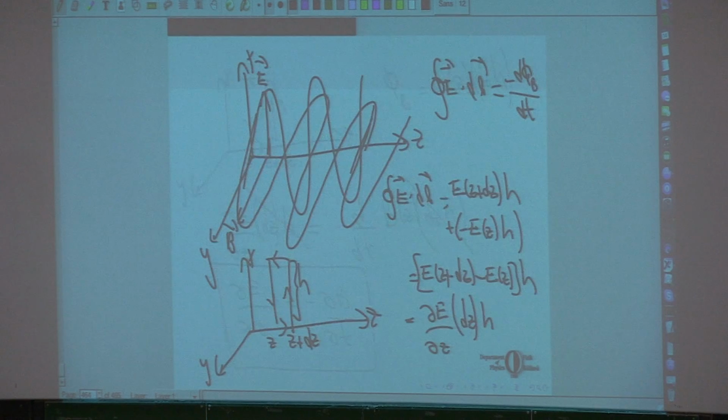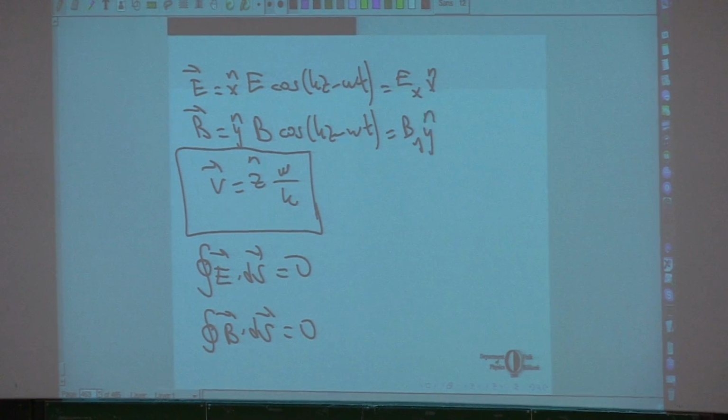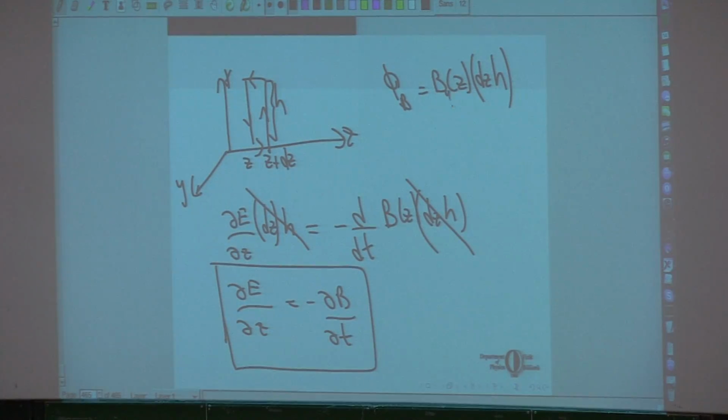Now we already know what our E and B fields are. Let's say this is Ex in the x hat, this is By in the y hat. Let me be more precise. Then here, these are nothing but the x component of the electric field, and this is nothing but the y component of the magnetic field. Well, I already know what they are. I will just take the derivatives and put them over here.